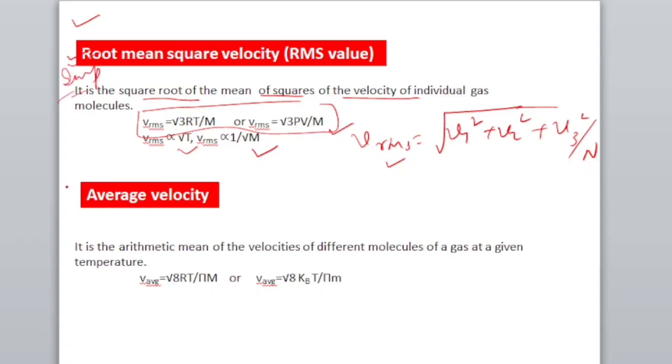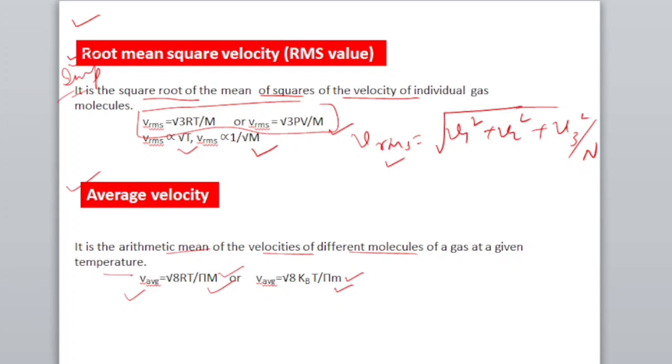After that, average velocity. What is this? It is the arithmetic mean of velocities of different molecules of a gas at a given temperature, and its formula becomes V average equal to under root 8RT by pi M, or you can write under root 8 kBT by pi small m. Small m is the mass of each molecule and capital M is the mass of all the molecules.